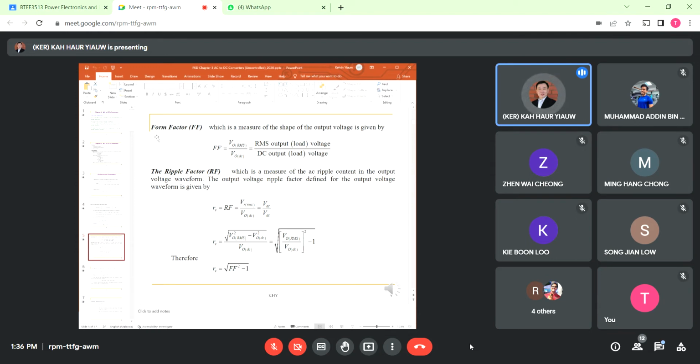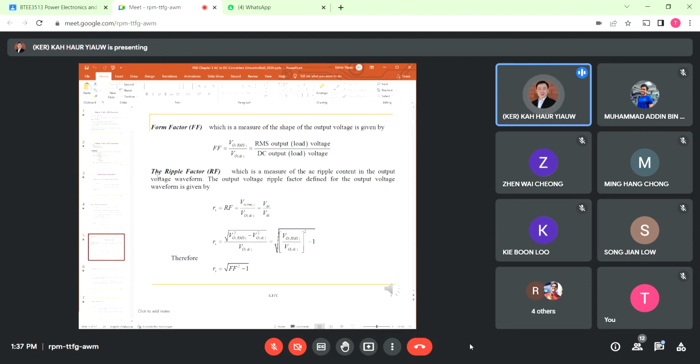Form factor. Form factor is the unit to measure the shape of a given quantity. For example, we have the voltage form factor, and we also have the current one. The form factor FF here is equal to the ratio of the RMS value over the DC value.